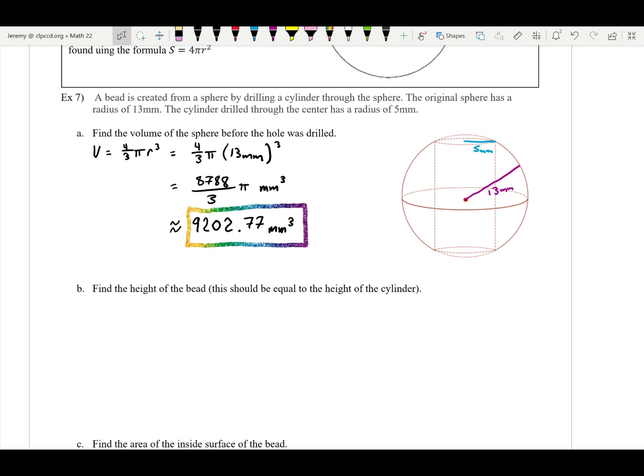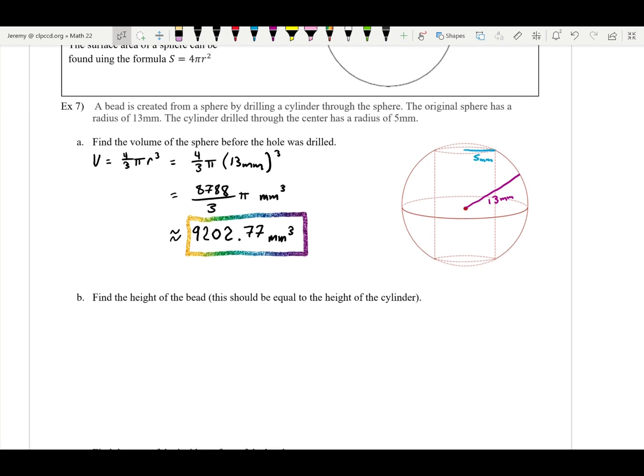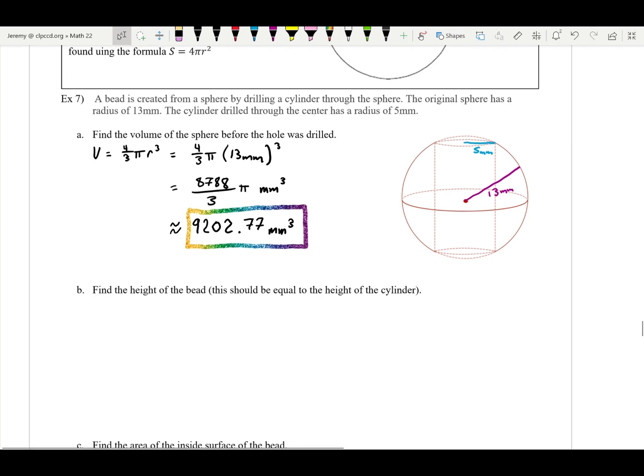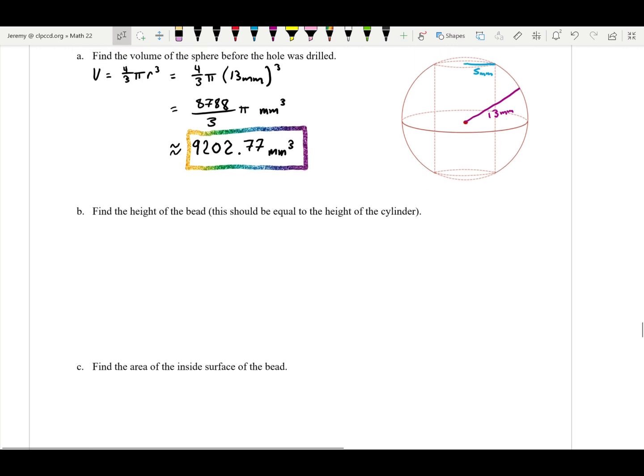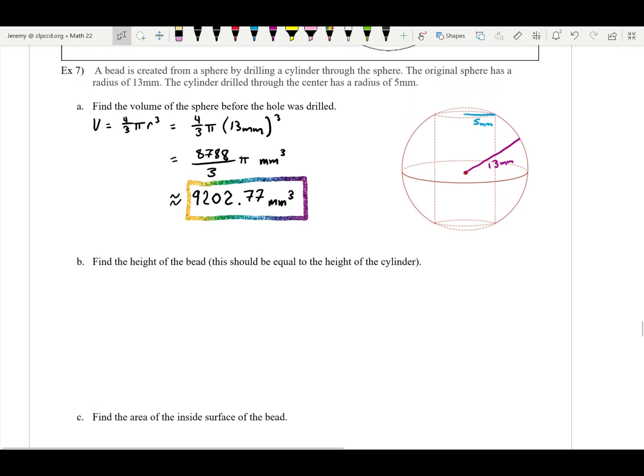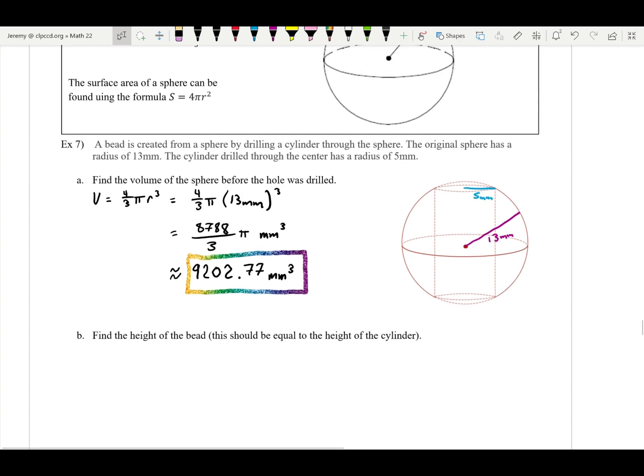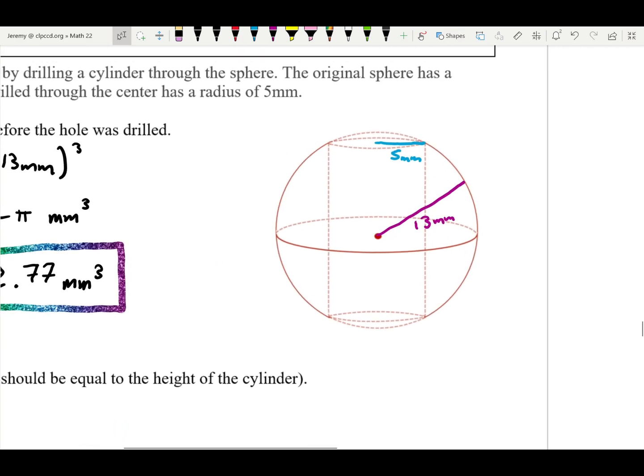Now let's start thinking about this cut that we make where we drill a hole through the center of it so that we have this bead shape. Part B in this question, we're asked to find the height of the bead. Okay, and this should be equal to the height of the cylinder that gets cut out of this shape. So notice, looking closely at this picture, we have some dotted lines. This is going to be removed when we drill the hole.